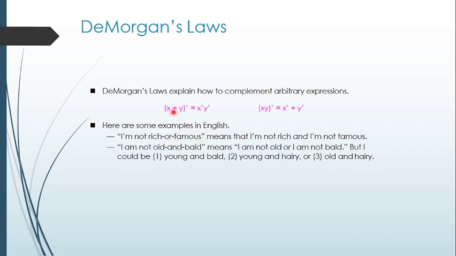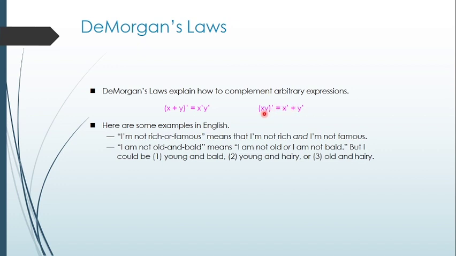X is rich, Y is famous. So it means rich or famous. If you are saying I am not rich or famous, it's actually the same thing as I am not rich and I am not famous. So basically it's simply the same expression. I am not rich or famous is the same thing as I am not rich and I am not famous. Similarly, another thing, I am not old and bald.